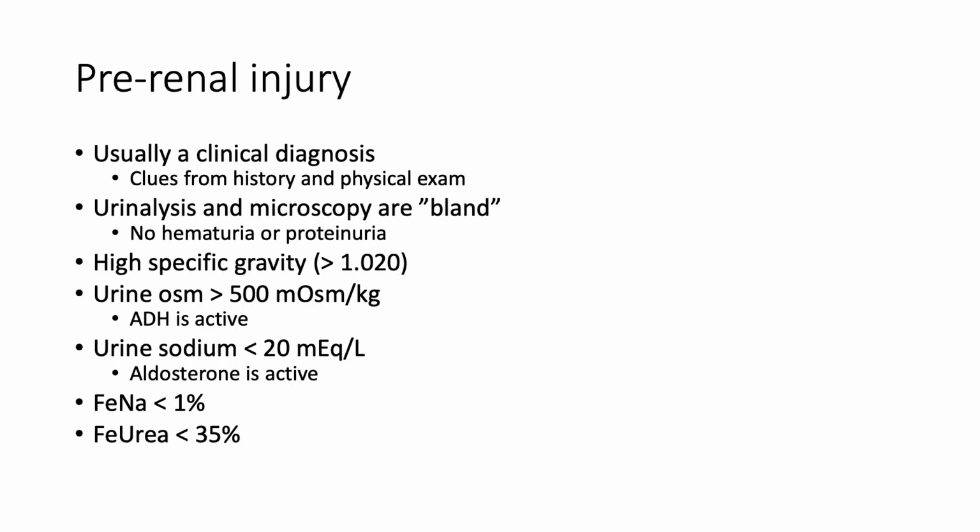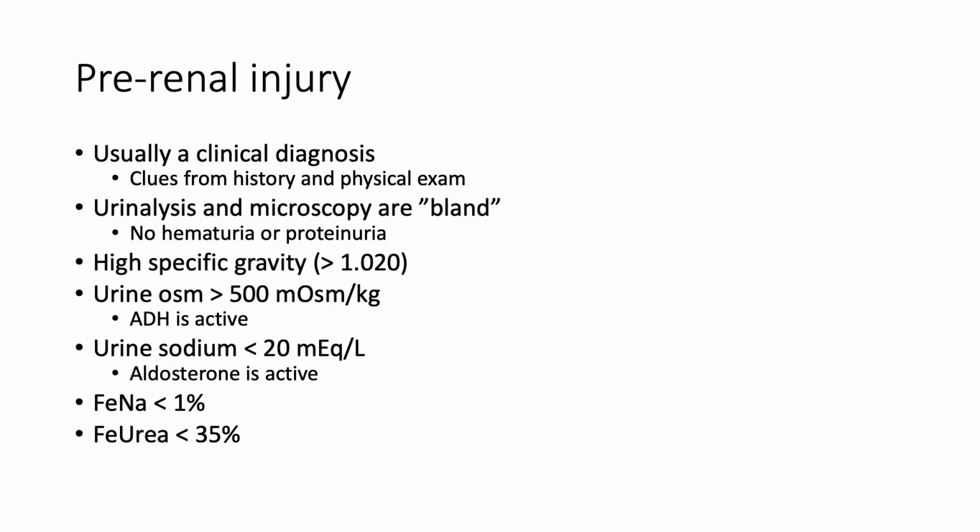So pre-renal kidney injuries, the diagnosis is usually a clinical diagnosis, and so there are going to be clues in the history and the physical exam. So the patient tells you that, I haven't been eating or drinking very much, or I've been vomiting all night. And then on exam, they're going to have signs of low volume status, right? So dry mucous membranes, a low jugular venous pulsation, maybe they have decreased skin turgor. And so those are some findings that might suggest that the patient is dry.